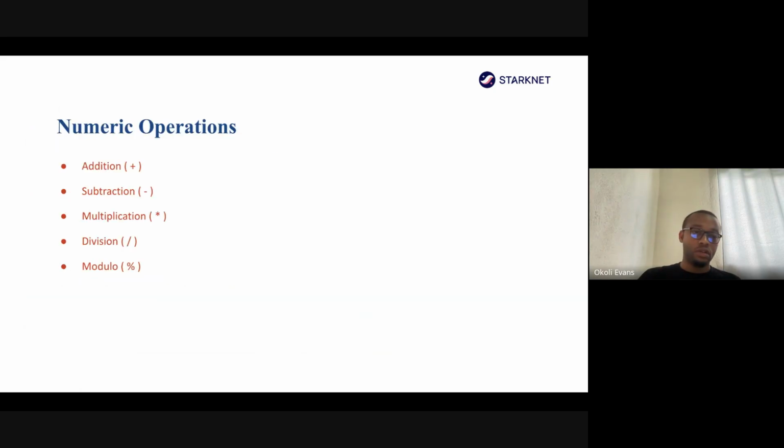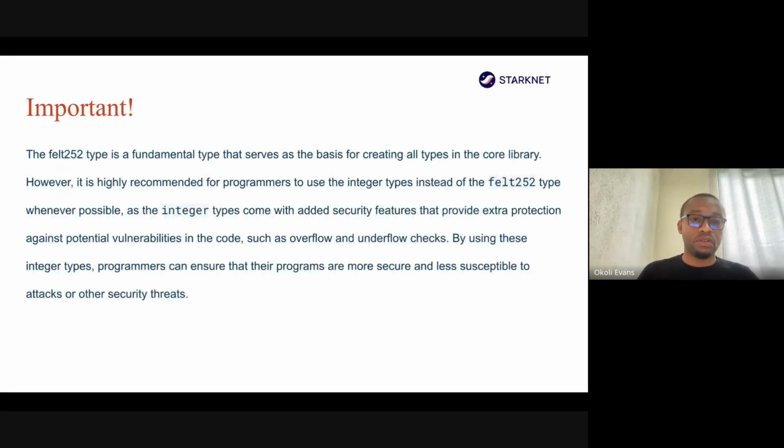Numeric operators in Cairo are your normal operators, the same. Important: felt252 is a fundamental type that serves as the basics. I have mentioned this before. It's recommended that you use integer types when you are doing calculations, especially when you are building a dApp or application that involves money, like tokens. Don't use felt252. Always specify that you are using an integer type.